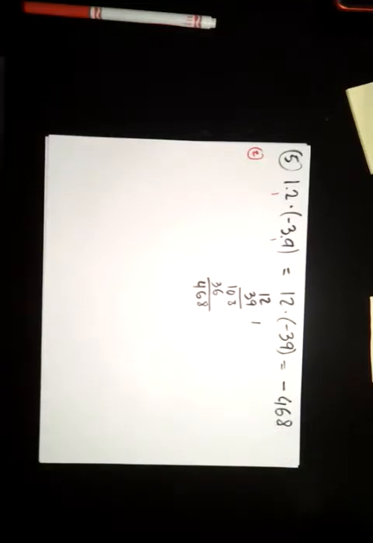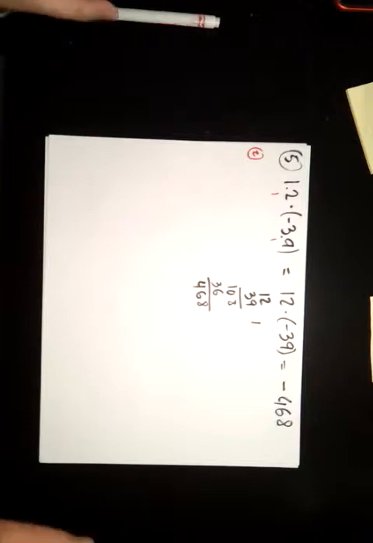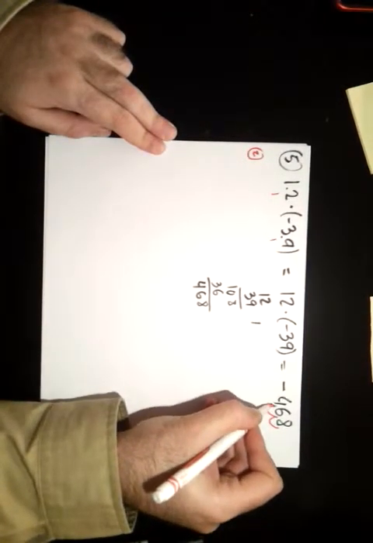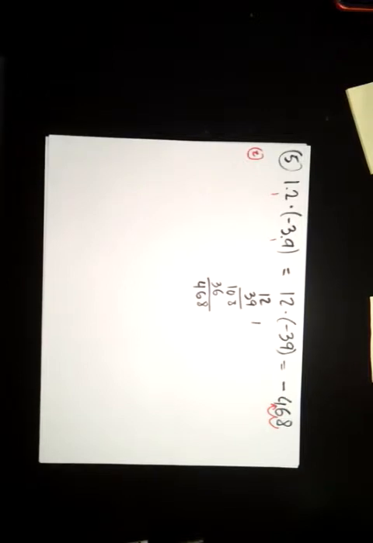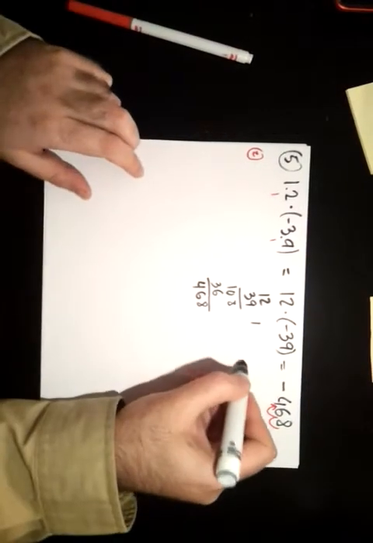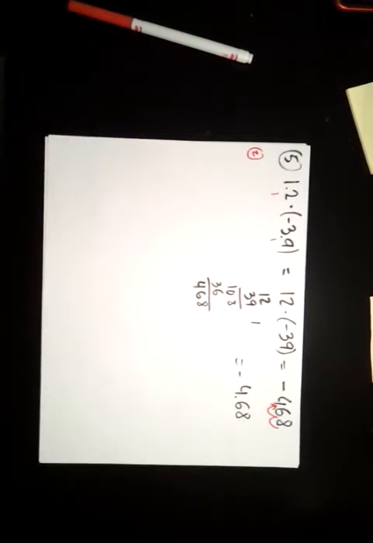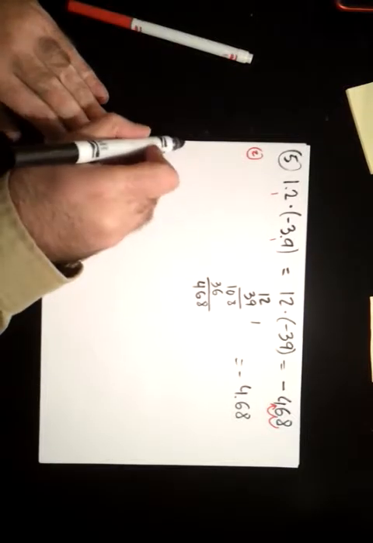468. Now how many numbers did I have after the decimal in the original problem? 2, which means I need to move my decimal over twice. So my final answer is a negative 4.68. And that's that for that problem.